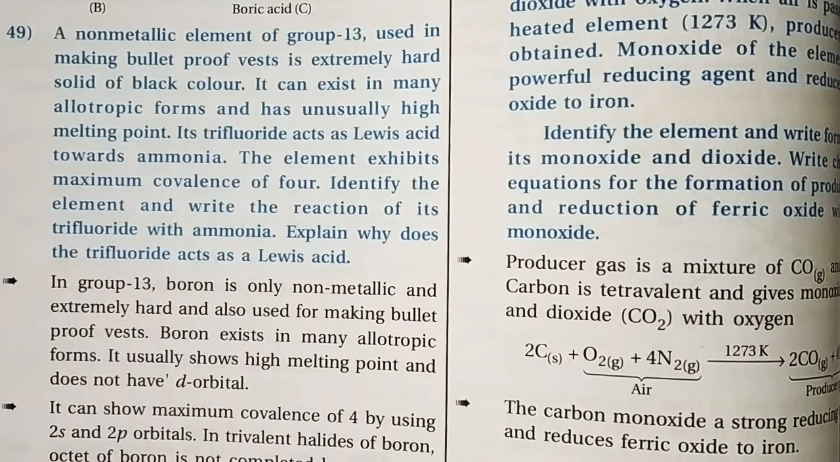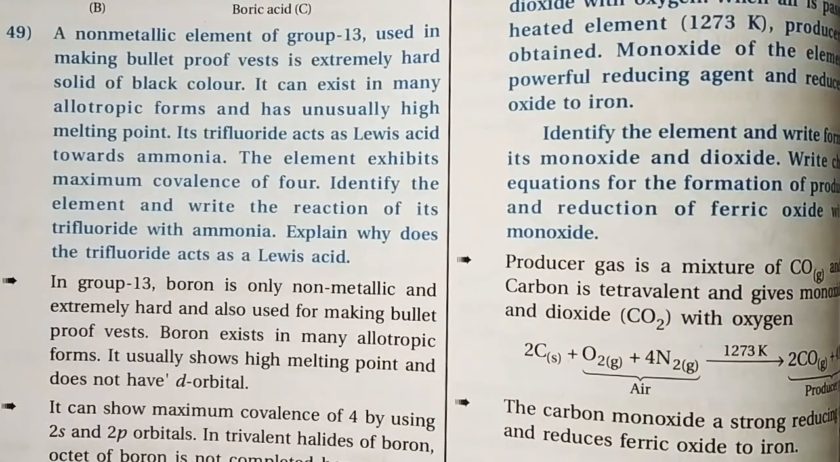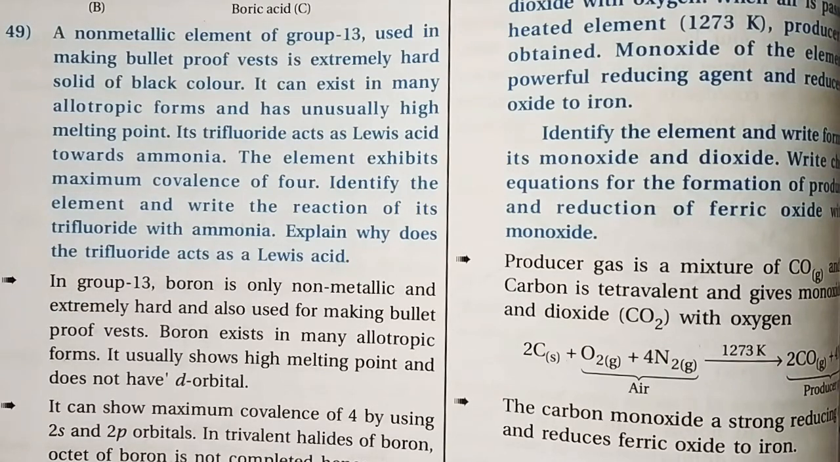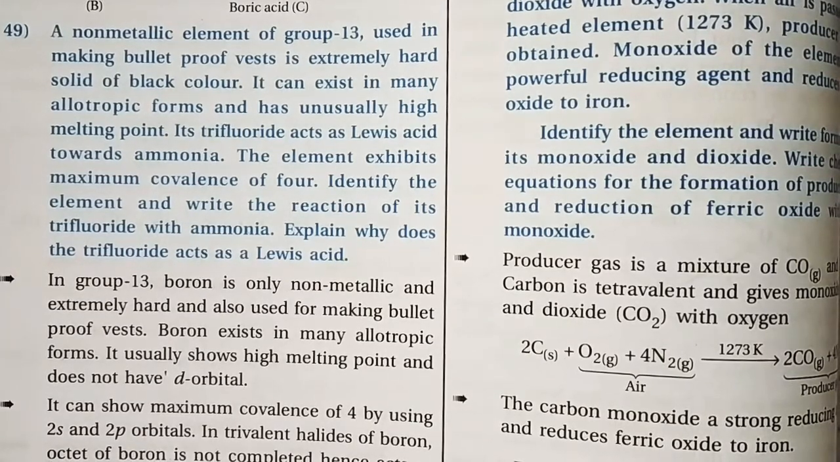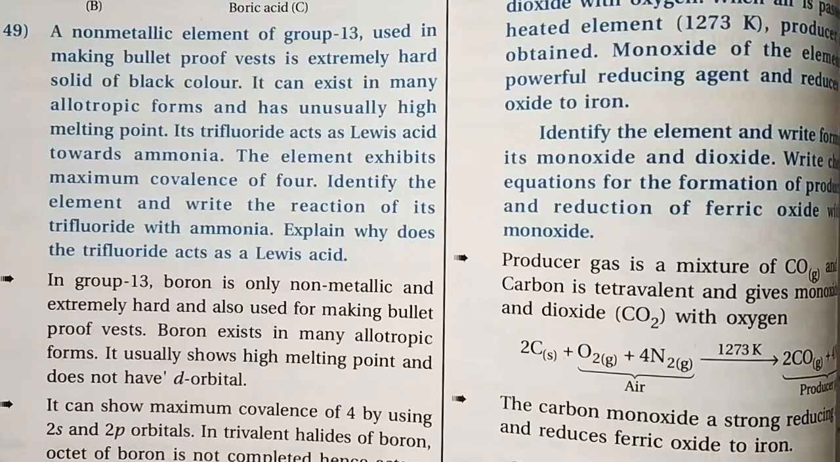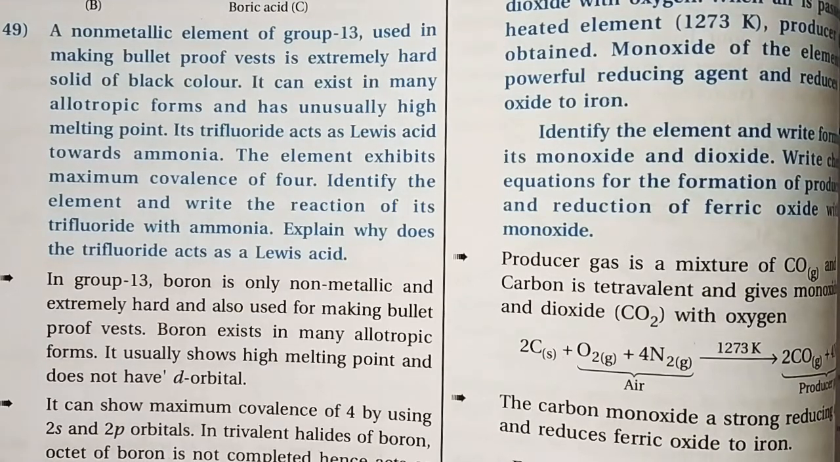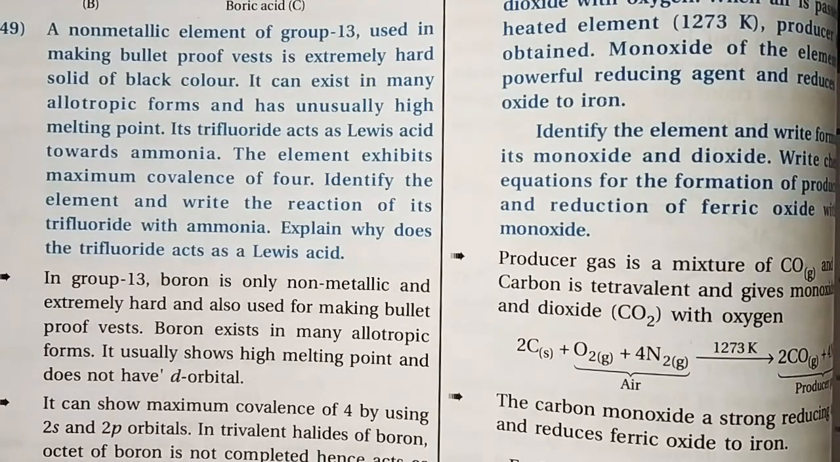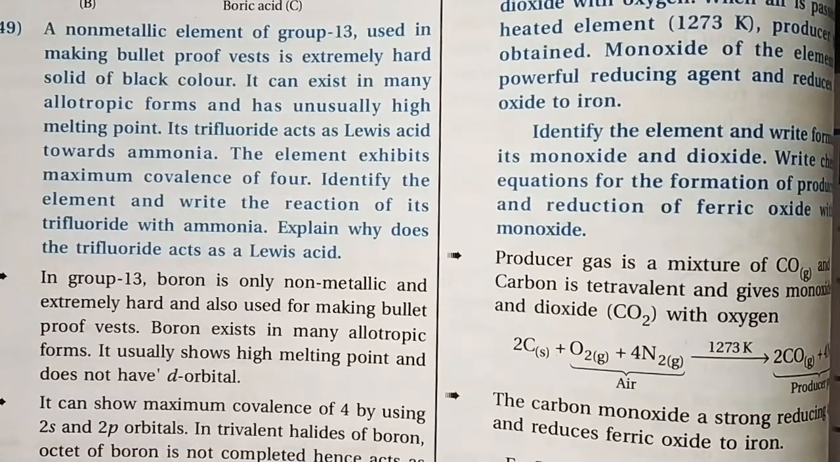Next, a non-metallic element of group 13. The non-metallic element in group 13 is boron. It is used in making bulletproof vests, and exists as extremely hard black solids. It can exist in many allotropic forms and has an unusually high melting point. Its trifluoride acts as a Lewis acid towards ammonia, and the element exhibits a maximum covalency of 4. Identify the element. Definitely the element is boron, and write the equation for the reaction of its trifluoride BF3 with NH3. BF3 has a vacant orbital because it does not satisfy the octet rule, so the lone pair of nitrogen is donated to BF3.